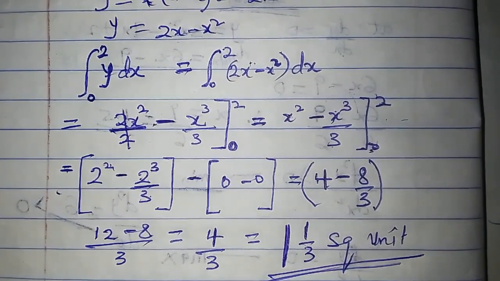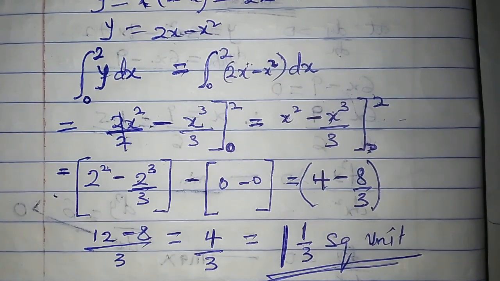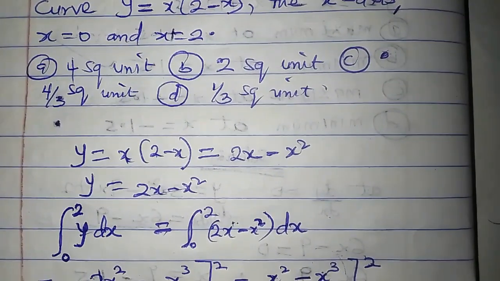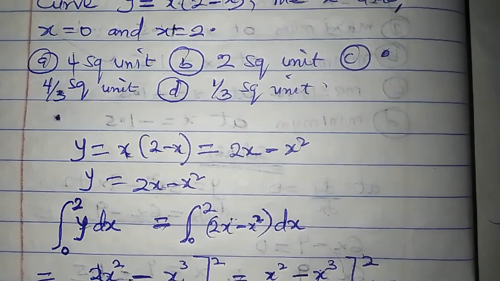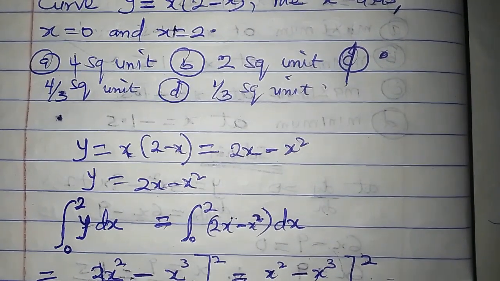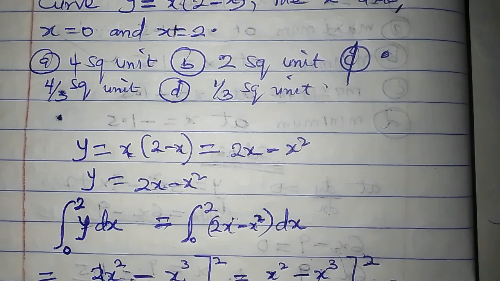This is the area bounded by the curve, y equal to x times 2 minus x, from x equal to 0 to x equal to 2. And I can see this option in my option C. That is 4 over 3. It's the same thing as this. I just broke it down. So option C is correct.